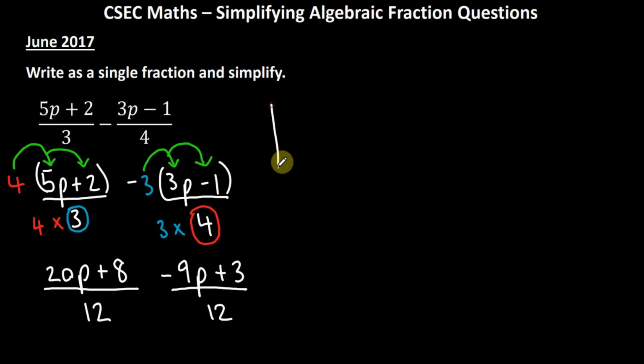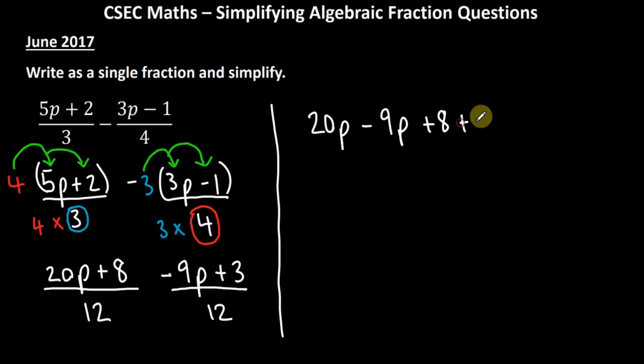And I'll continue on this side. And just like the previous examples, I'll group like terms and combine both fractions since both of them share a common denominator. So I'll have 20p, and I'll group that with minus 9p. And again, we keep the sign that is in front of the term. Then I'll have positive 8, and I'll group that with positive 3 here, divided by the common denominator, which is 12.